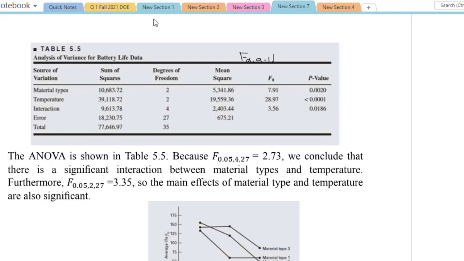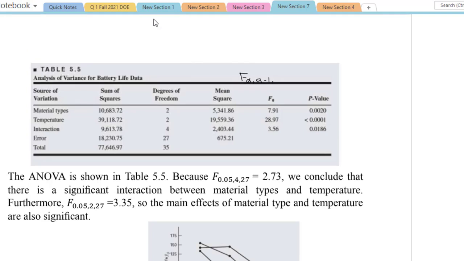So the error term in this case is equal to ab(n-1). a is 3, b is 3, and n is 4, so n minus 1, 4 minus 1 is equal to 3. 3 3s are 9, 9 3s are 27. So we will write here alpha, which we have taken in this study as 0.05, comma, a minus 1 becomes 2, and this value becomes 27. So we will compare this F naught value with this distribution value.